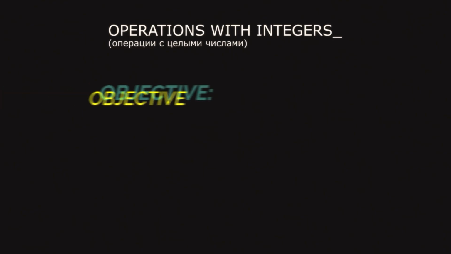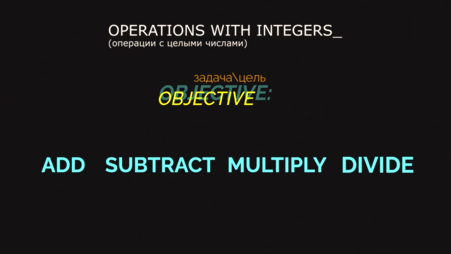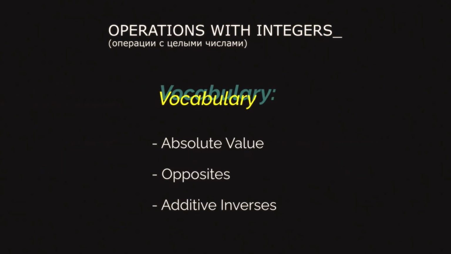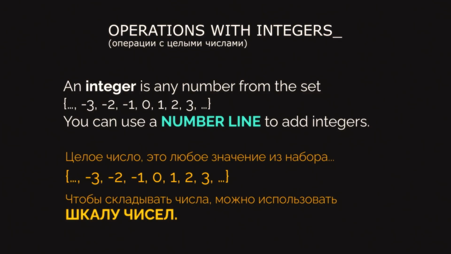В этом уроке objective. Add, subtract, multiply and divide integers. New vocabulary. Absolute value, opposites, additive inverses. Итак, an integer is any number from the set. You can use a number line to add integers. Целое число – это любое значение из набора -3, -2, -1, 0, 1, 2, 3 и так далее. Чтобы складывать целые числа, мы можем использовать шкалу чисел.